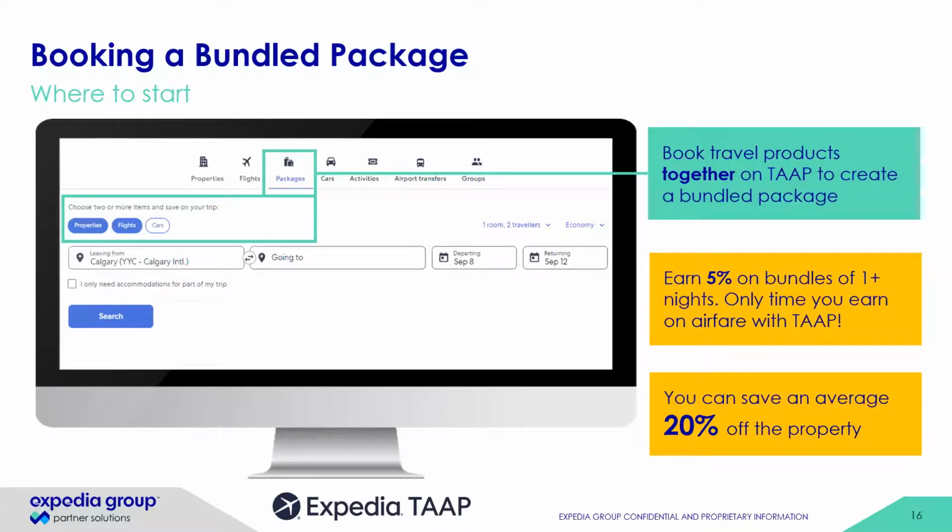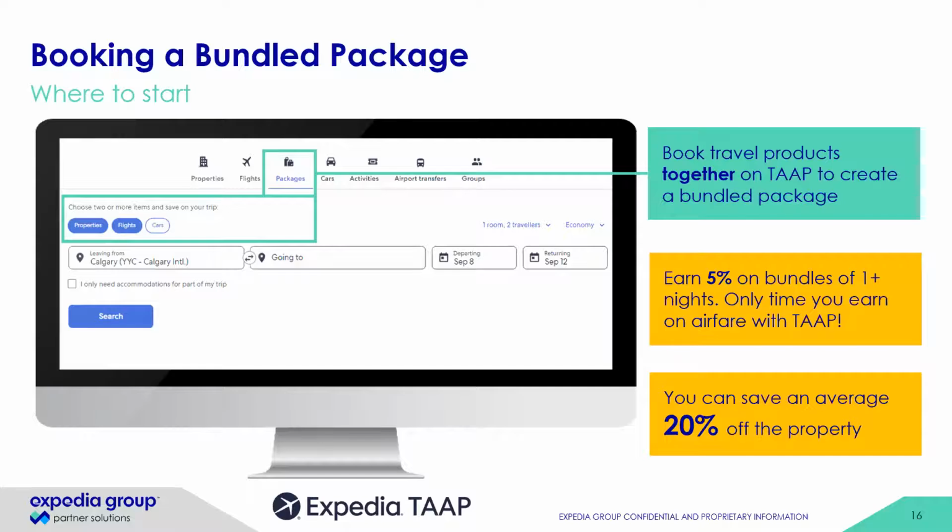When you bundle travel products together on TAAP to create the perfect package for your traveler and unlock impressive savings, you can use the bundle package or the package option there. When you go to book bundled packages, you're just going to click the package icon on your homepage and then select your travel products. And remember, when you combine a hotel with the travel component, you save an average of 20%.